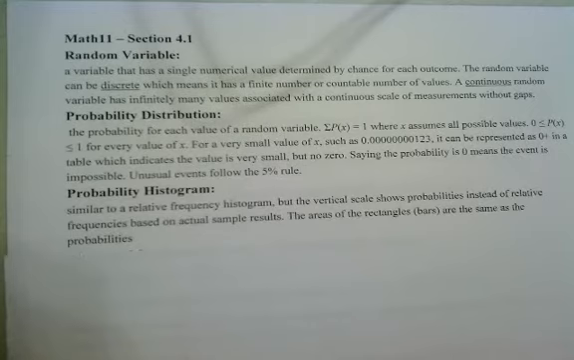Now, a probability histogram is similar to a relative frequency histogram. If you remember, a relative frequency histogram was one in which we turned all of the frequency values into percentages of the total number of frequency that we got when we added up all the different classes. But in this case, the vertical scale shows the probabilities instead of the relative percentages. But it looks very similar to a relative frequency histogram. The area of the rectangles or the bars are the same as the probabilities.